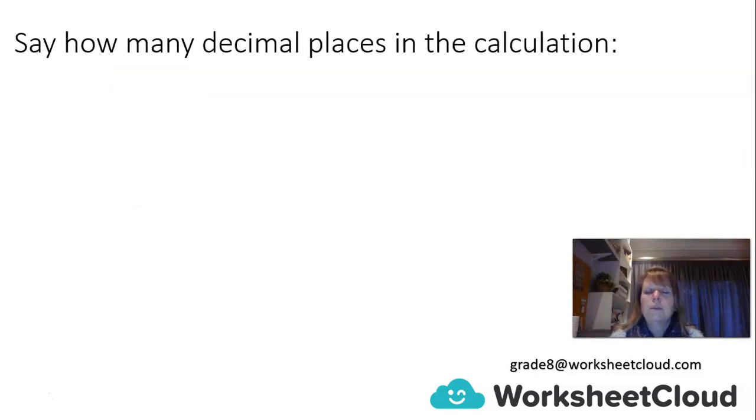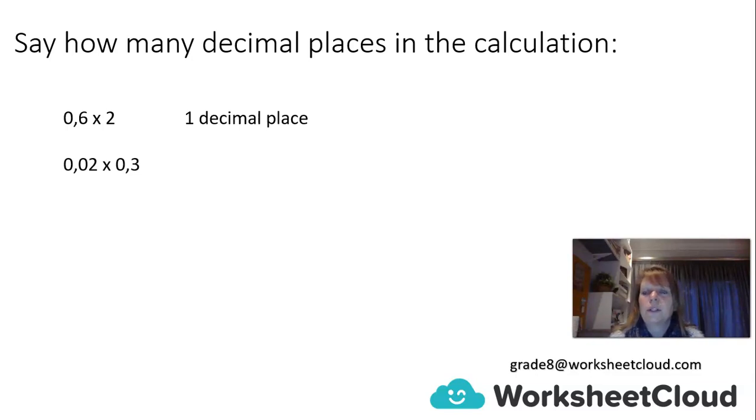So, how many decimal places in the calculation? Here, there's 1 decimal place in the calculation. What does that tell us about our answer? There's probably going to be 1 decimal place in the answer. So let's calculate this. Let's look at the decimal places in each one.